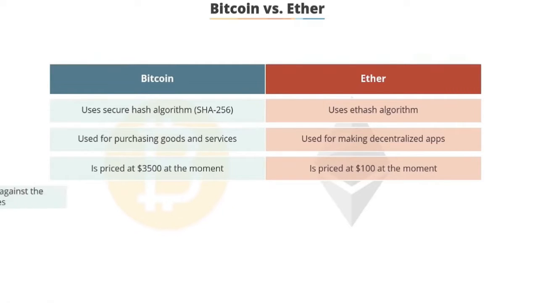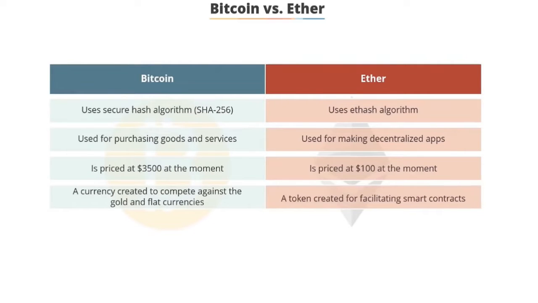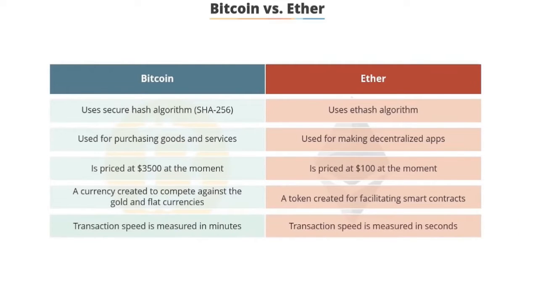The fourth difference is in the vision behind creation of these two cryptocurrencies. BTC is a currency created to compete against gold and fiat currencies by acting as an alternative. However, ETH is created as a token to facilitate smart contract deployment and operations. Lastly, the transaction speed of BTC is much slower than ETH. While BTC's transaction speed is measured in minutes, ETH is just a few seconds.